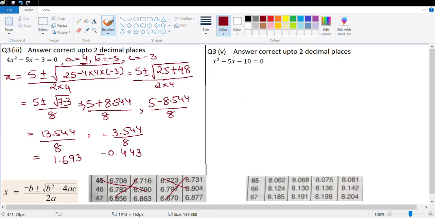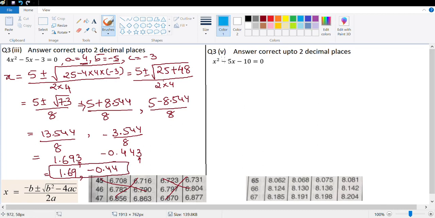So now let's look at what they want. They want two decimal places. The digit on the third decimal is 3, which means nothing happens to the second digit. The answer is 1.69. In this case, it's also less than 5. So the answer is just negative 0.44. Perfect. Let's look at the next question.